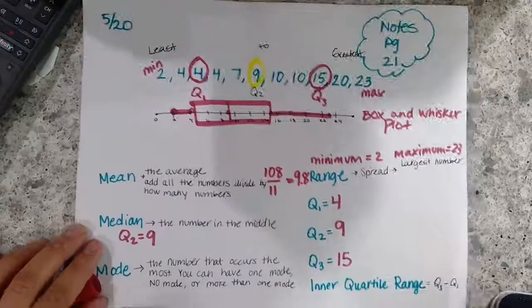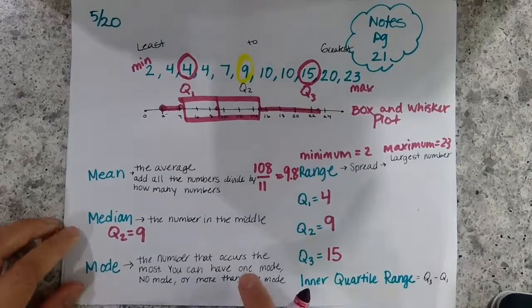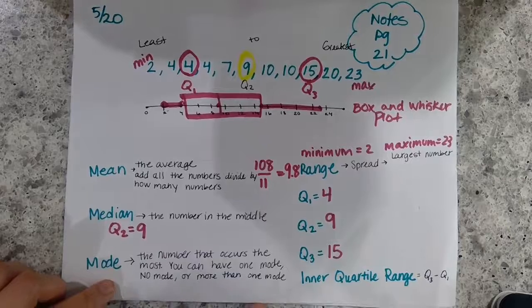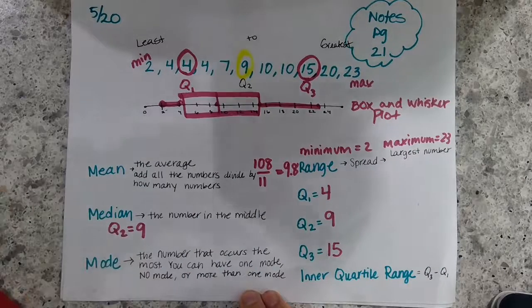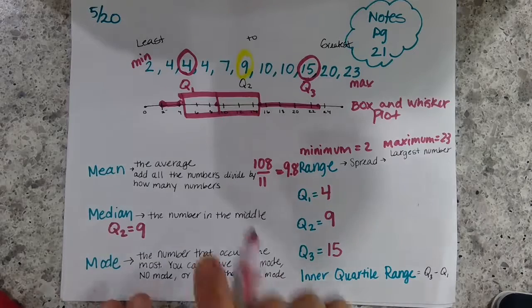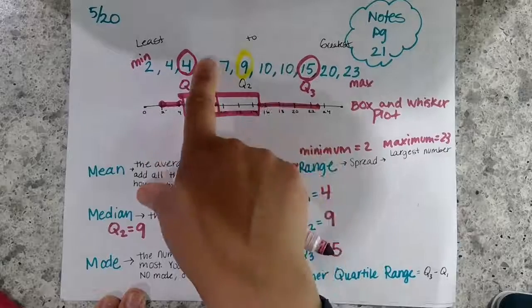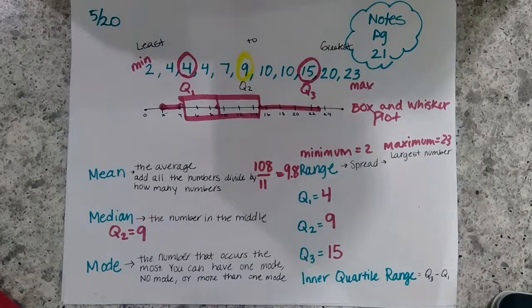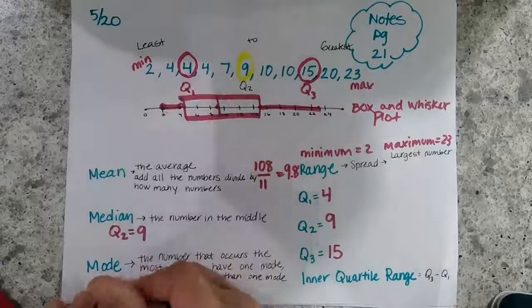Your median, we already know the median. The median is the number right in the middle. Okay. So the median is 9. Your mode is the number that occurs the most. Now you can have no mode if there is not a number that repeats itself. You can have more than one mode. For example, if I had 4, 4 and 10, 10 and only like that, then 4 and 10 are both the modes. So you can have one mode, no mode, or more than one mode. In this case, the number that occurs the most is 4.